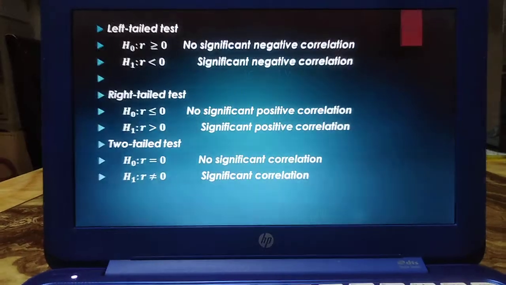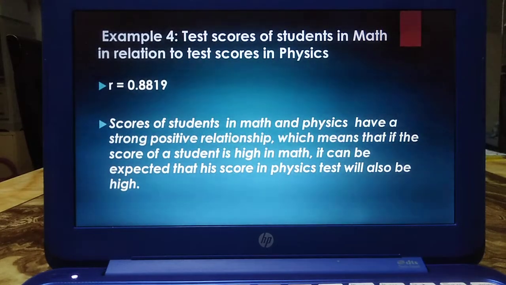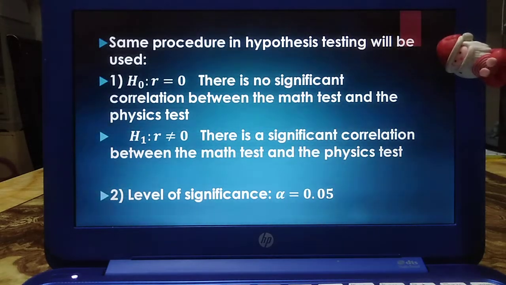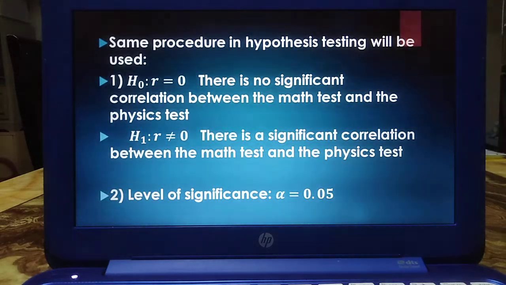Okay. So the scores of students in math and physics have a strong positive relationship, which means that if the score of a student is high in math, it can be expected that the score in physics test will also be high. So we will be using the same procedure we have for the hypothesis testing. So first, we now make our hypothesis.